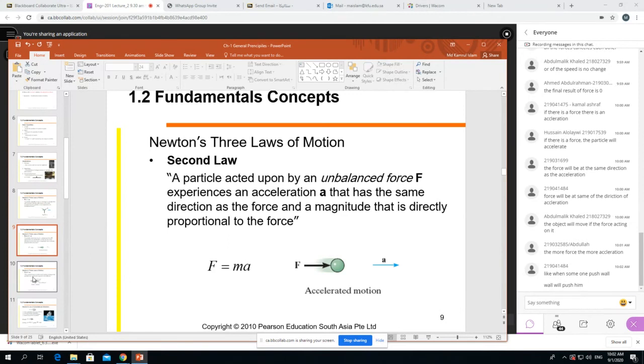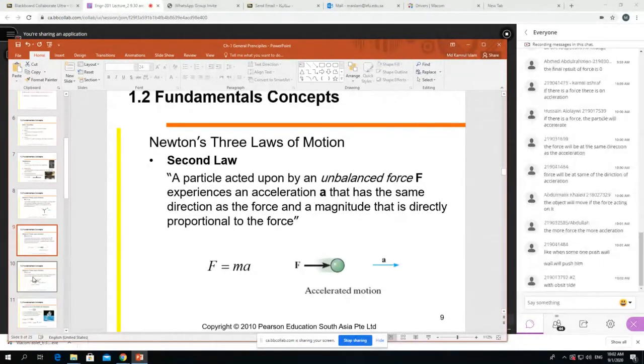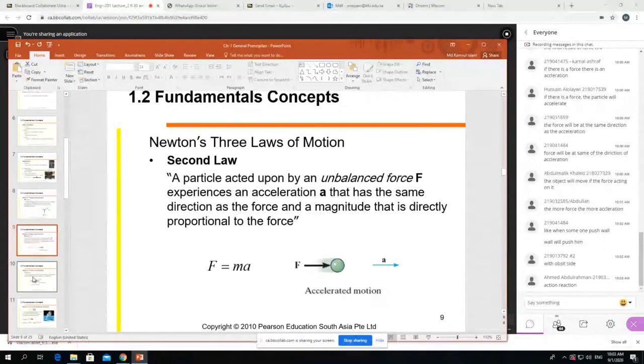It's just like when one pushes a wall. Did you see any time that the wall is pushing you? You push the wall and the wall is pushing you. If you apply a force on something, that something will apply the same force in another direction, the opposite direction. Action, reaction. Yes.